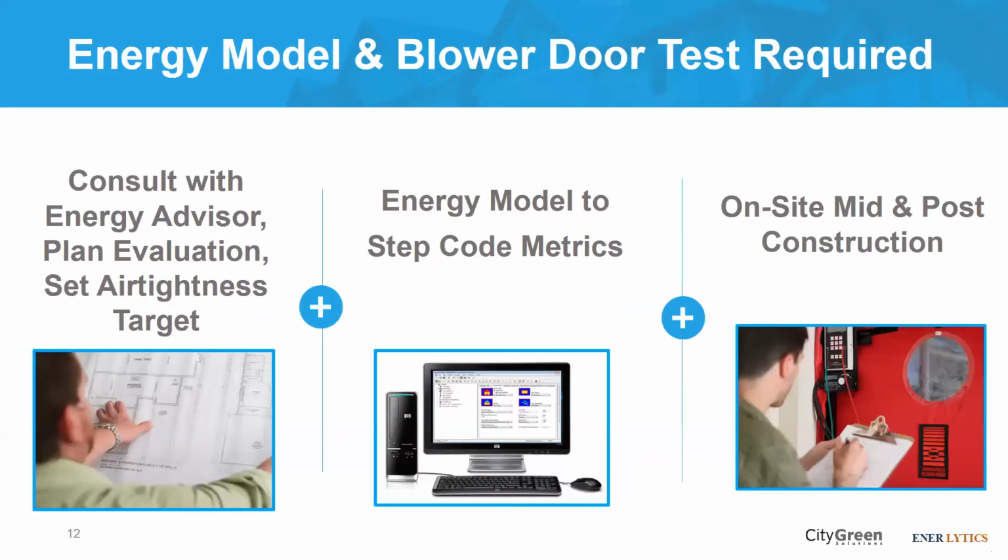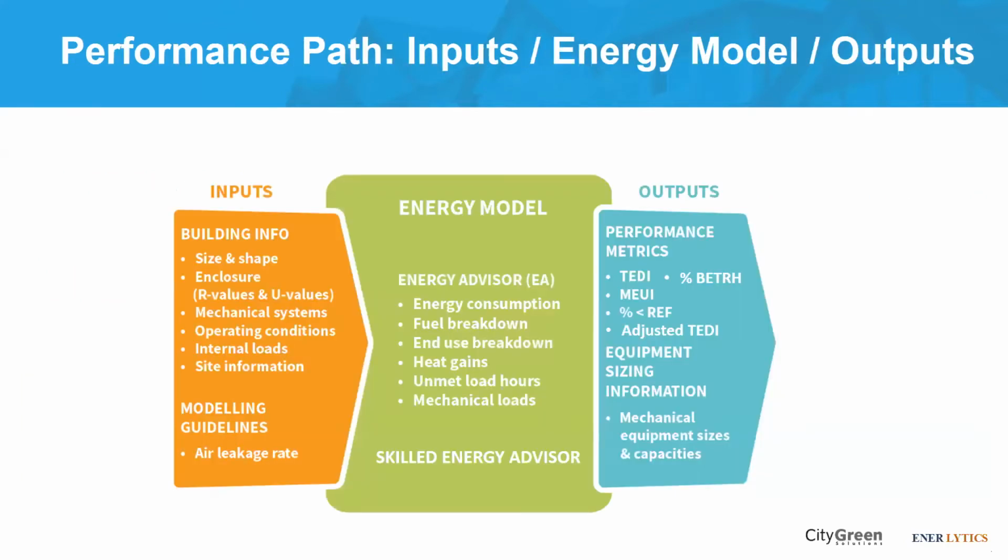Instead, there's an energy model and blower door tests. In this case, the energy advisor consults the plan evaluations and consults with the builder. They do an energy model to meet step code metrics, and they might provide an on-site mid and post blower door test. In this approach, the performance path, the energy advisor takes a range of inputs about the building. Then they do their energy model, and they come out with the outputs, which are the BC Energy Step Code metrics, as noted on the right.